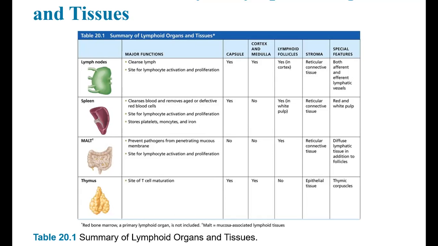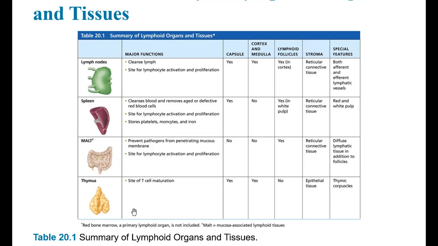In spleen, again, same as lymph node, you can have a site for lymphocyte activation and proliferation. So we got that in there. But here it can store some platelets, monocytes, and some iron. Now, what about MALT? We were looking at the mucous membranes, right? Well, this is a barrier for preventing pathogen entrance. And again, just like lymph node, just like spleen, this area is also a site for lymphocyte activation and proliferation.